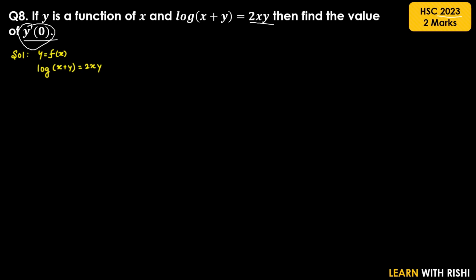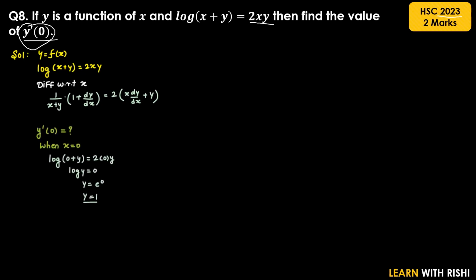So what is the meaning of y dash of 0? Y dash of 0 means you have to find the first order derivative of function y when x is equal to 0. So first we'll differentiate with respect to x. So we'll get here 1 upon x plus y, log of x plus y is 1 upon x plus y into derivative of x plus y, that is 1 plus dy by dx, is equal to 2 is constant, and here we will apply UV rule. X into derivative of y is dy by dx plus y into derivative of x is 1.